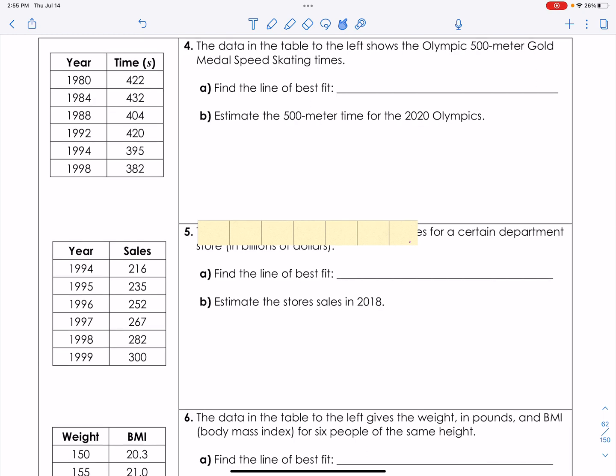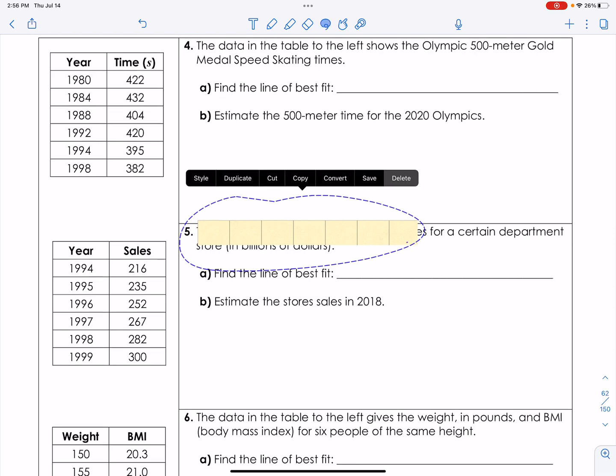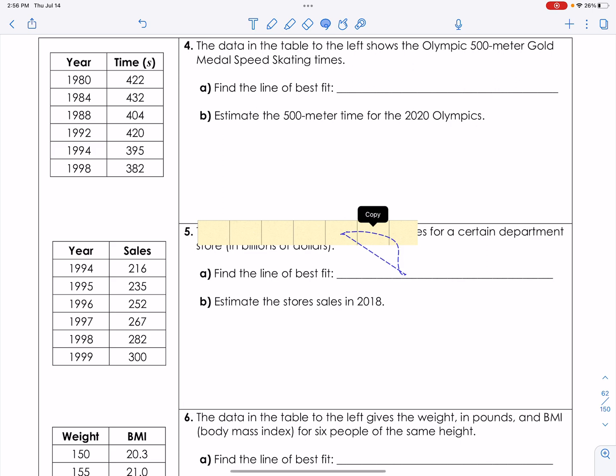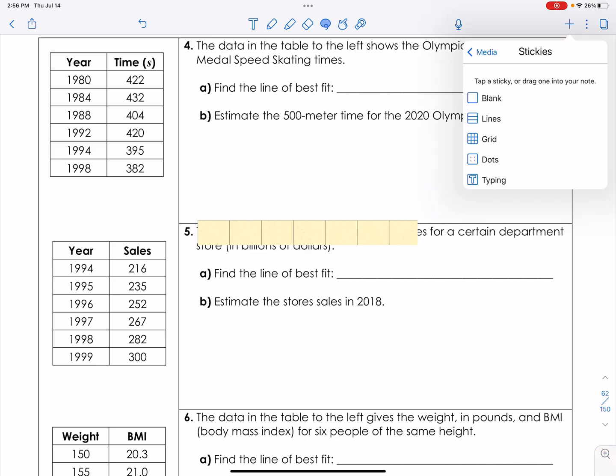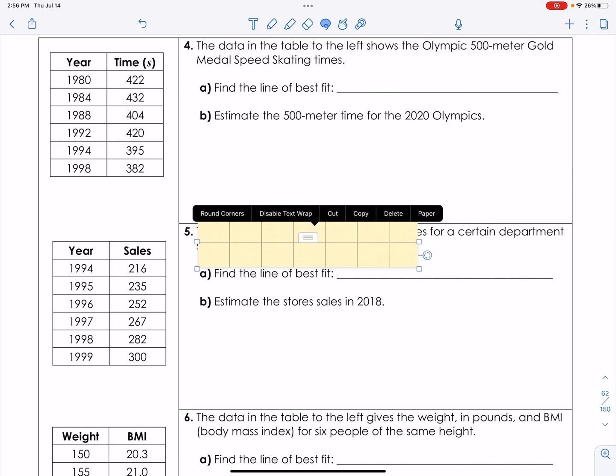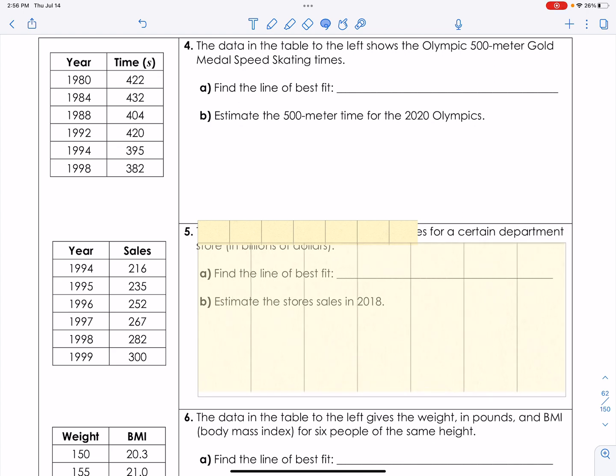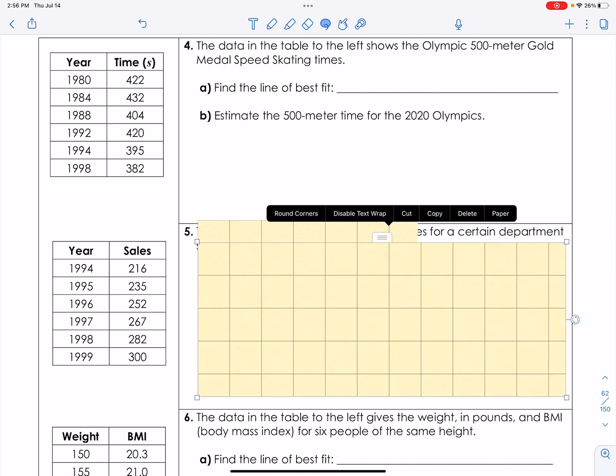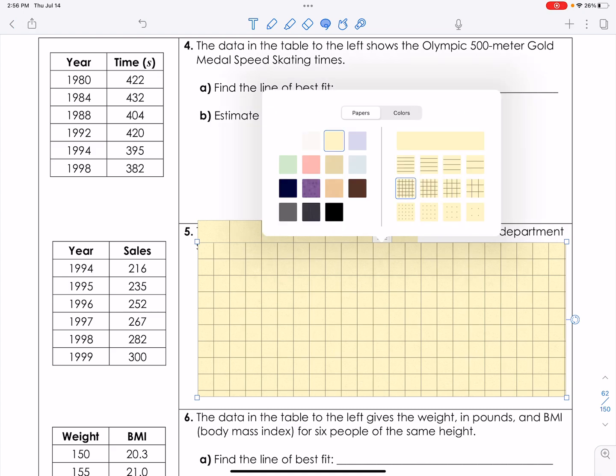That is not... Oh, hell. Okay, let's try this again. Now that I know what I'm doing, grid. I'm just going to ignore that other one. And then paper, I want more.